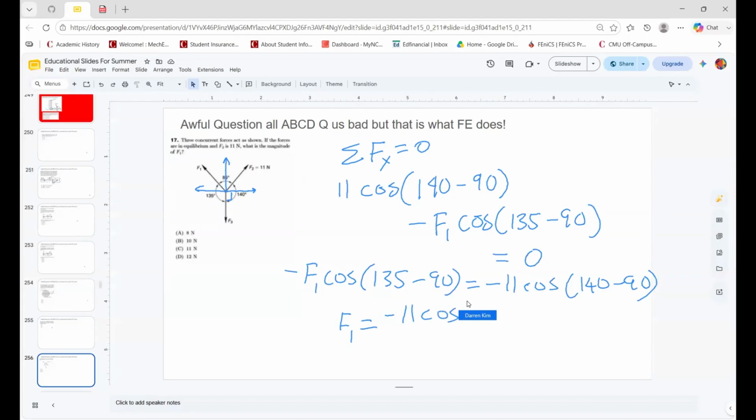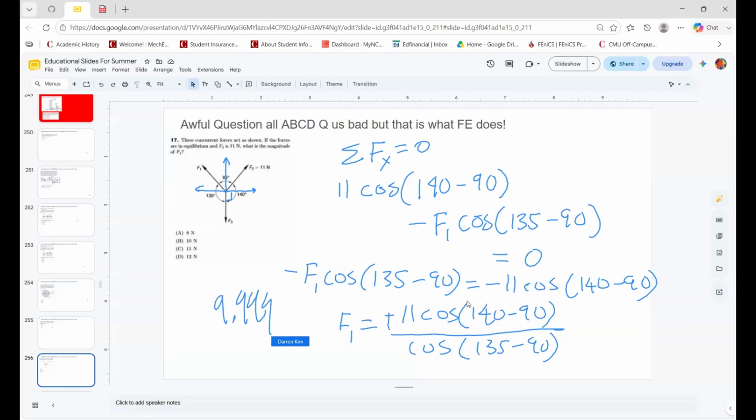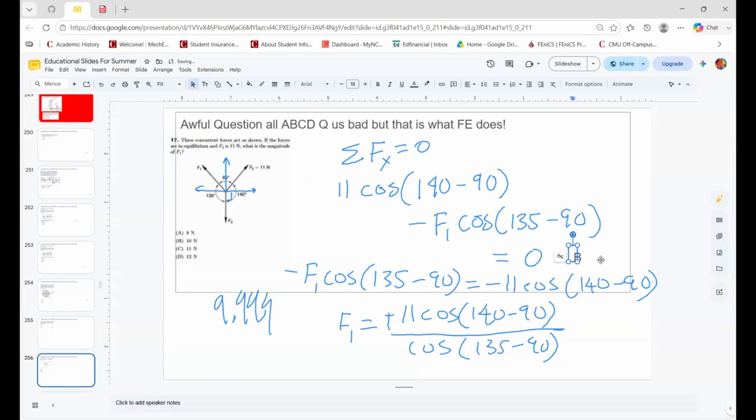Are we looking for F1? Yeah. 140 minus 90 divided by cosine 135 minus 90. Is this correct? We'll see. 11 cosine (140 minus 90), cosine (135 minus 90). I get 10, and that 10 is B. I get 9.9999, but that's 10, right? We can all agree that is 10. So that is B.